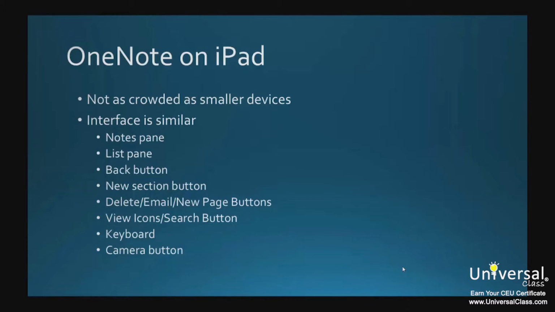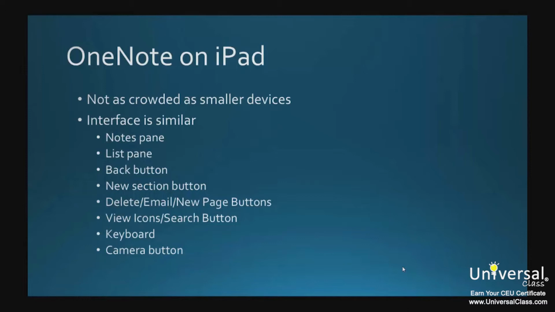The new section button. Next to the back button is the new section button. Delete email and new page buttons. These are in the upper right-hand corner. View icons and search button. There are three icons at the bottom of your window. Tap them to change the list pane view from notebooks to unfiled notes, search view, and recent notes.